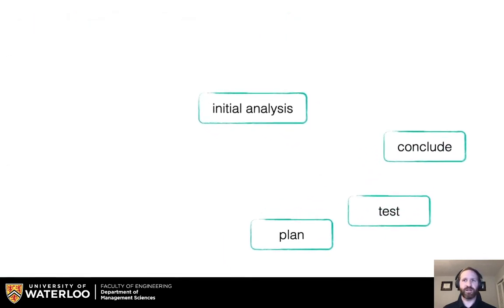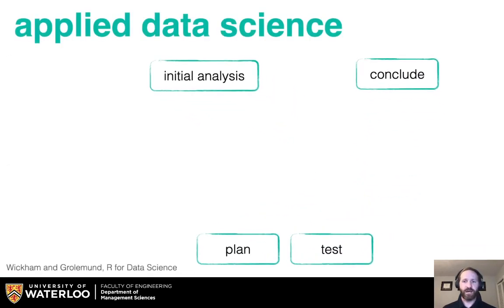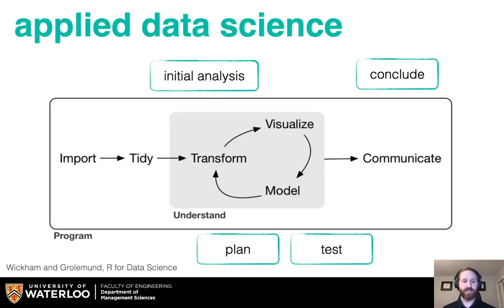But you can break apart this process. There's lots of ways of talking about the process of applied data science. And one way to do this is this model right here. This is from R for Data Science, the recommended textbook in the course, where you import data, you tidy it, and then you understand it. You transform, visualize, and model. Finally, you then communicate it.